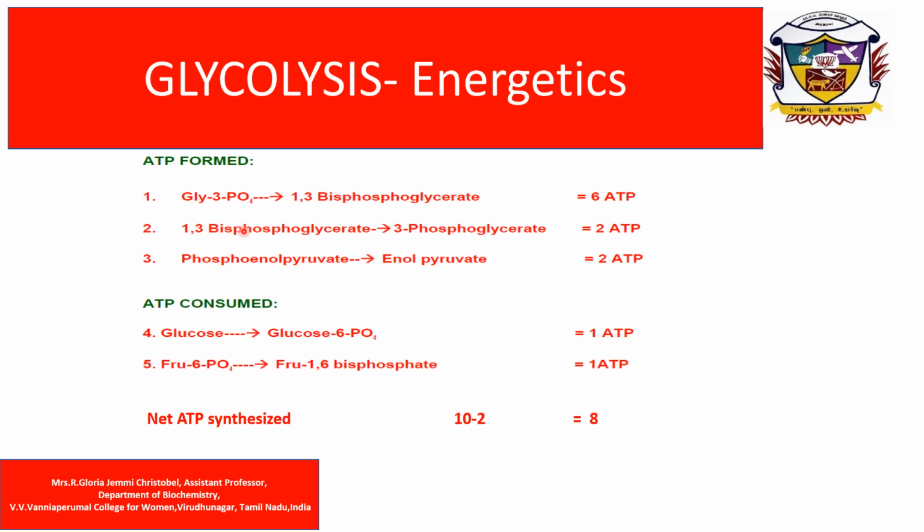Similarly, 2 1,3-bisphosphoglycerate will be converted into 2 3-phosphoglycerate, so 2 ATPs will be produced. 2 phosphoenol pyruvate to 2 pyruvate, 2 ATPs will be produced. A total of 10 ATPs will be produced. And during the first 3 steps, as we saw, during the conversion of glucose to glucose 6-phosphate, only 1 ATP was consumed. And during the conversion of fructose 6-phosphate to fructose 1,6-bisphosphate, 1 ATP was consumed. As a result, a net total of 8 ATPs will be synthesized.